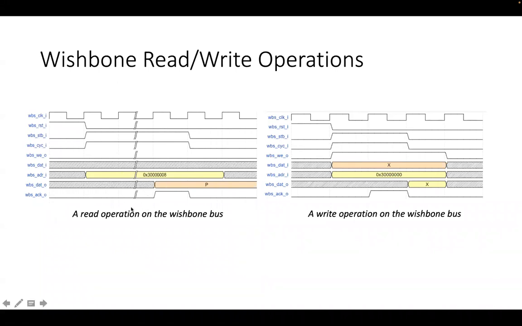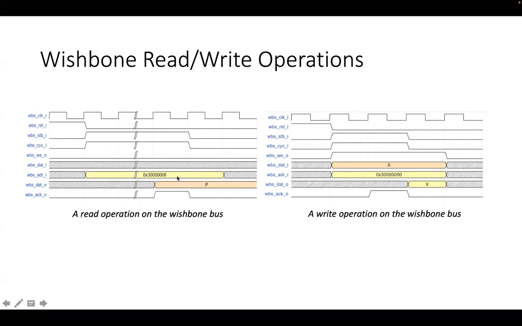In a typical read operation, as we mentioned, we must have the strobe and cycle both high, because without them there is not a valid data transfer taking place. So we have the strobe and cycle set to high. The write enable will be set to 0 since this is a read operation, not a write operation. So as you can see, it's 0. Data in does not contain anything because this is not a write operation. We do not need the data in.